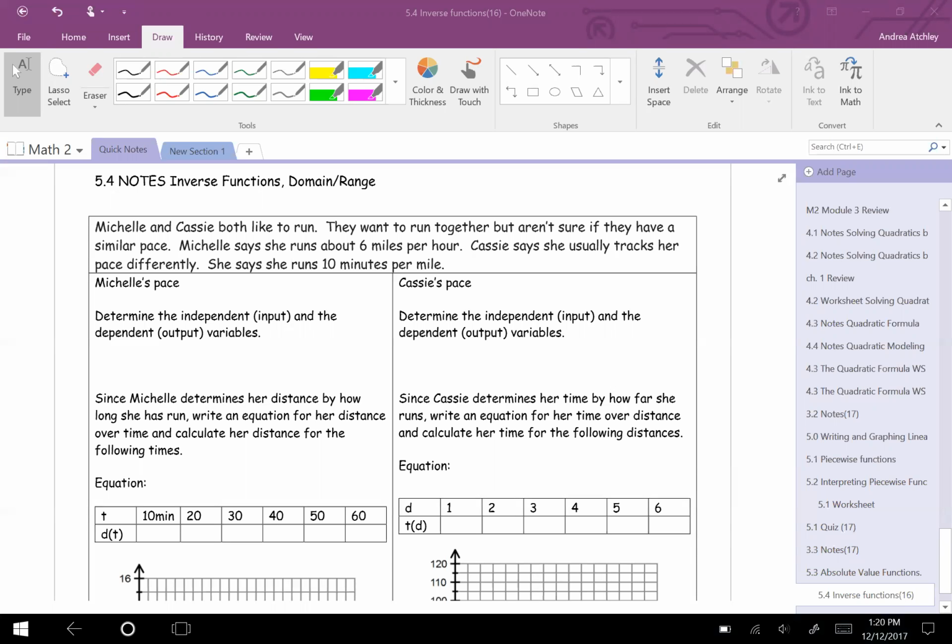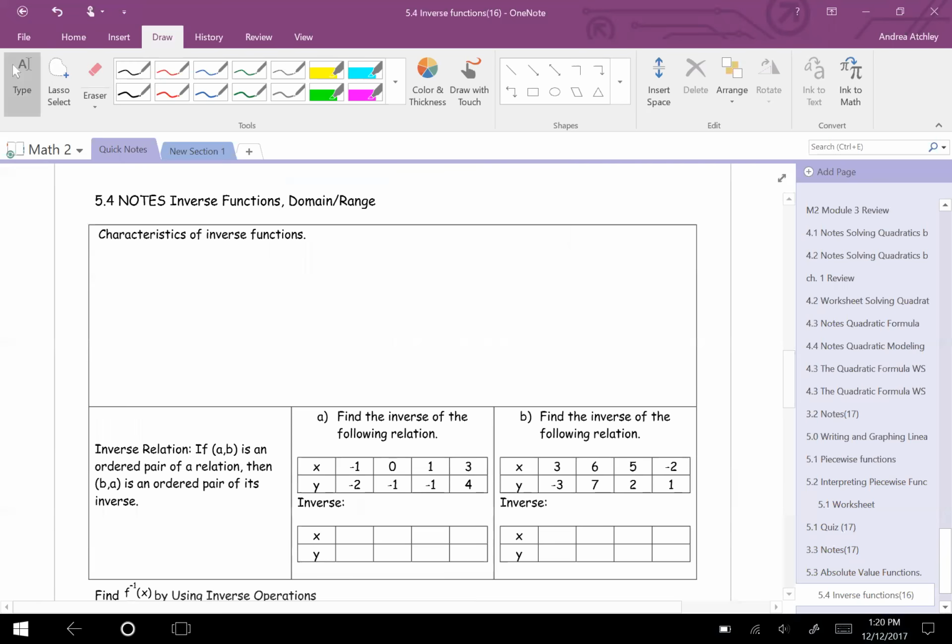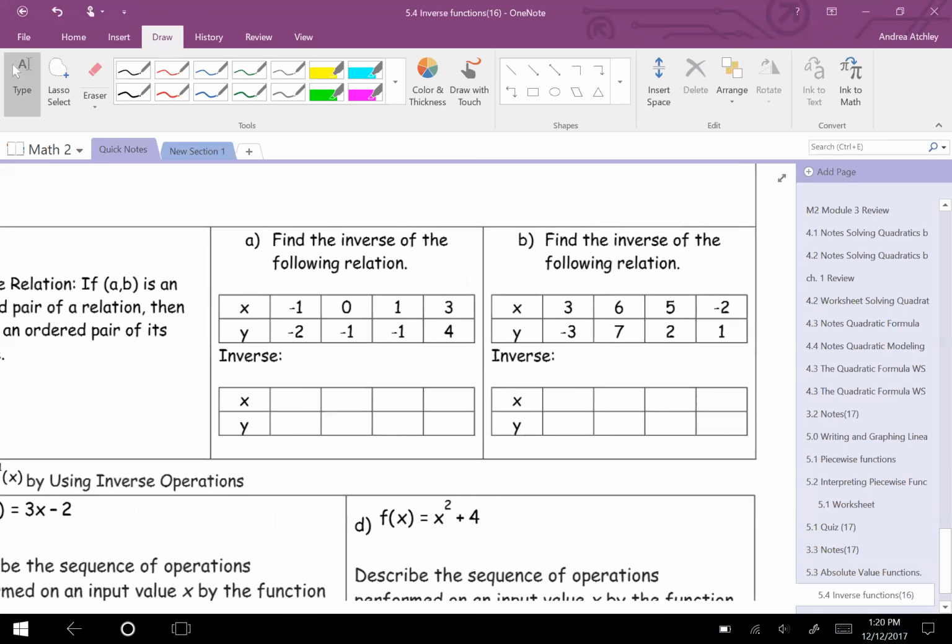Okay, so we're going to deal with inverse functions. We're not going to do this front page. That's a discovering what inverse function is. I'm just going to tell you today so we have time to do the homework.